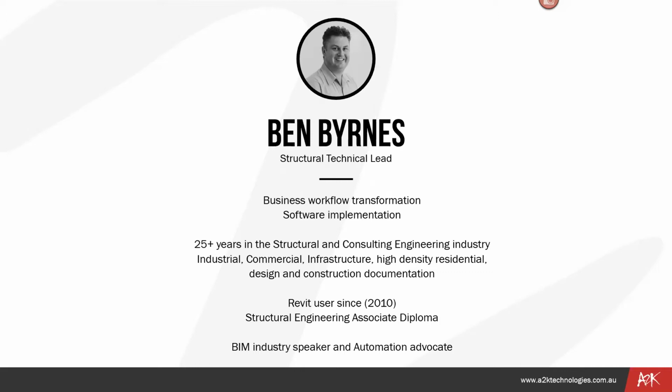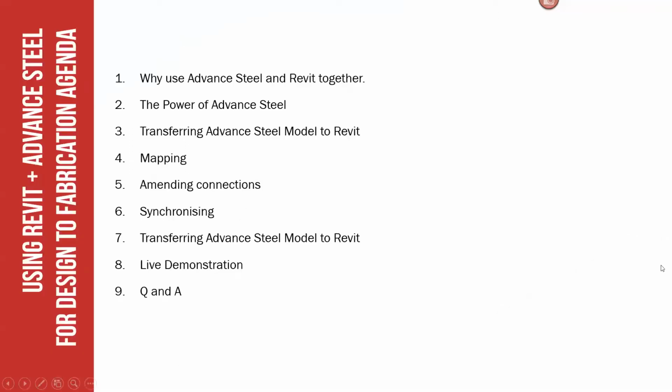Just a bit of a rough agenda on what we're going to be going through today. I'll do a bit of an introduction about why use Advanced Steel and Revit together, and show a bit of that power of Advanced Steel. Then transferring the Advanced Steel model to Revit, mapping the members, amending those connections, and then synchronizing it. Obviously, we're meant to go through Revit to Advanced Steel first, and then Advanced Steel to Revit. So I will show how we can transfer back and forth between the two products.